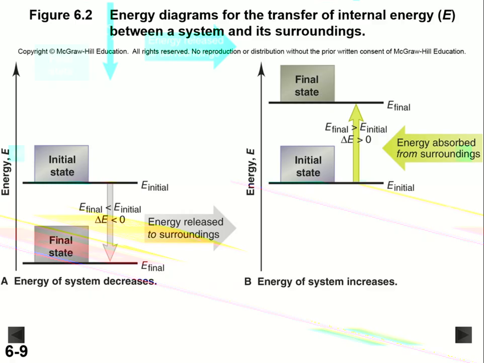On the right-hand side, we see the opposite process. Our initial energy state is lower, and the final energy state is higher. So the green initial state is given at E initial. Our final state is E final. So E final minus E initial will be a positive value. Therefore, energy has been absorbed from the surroundings.